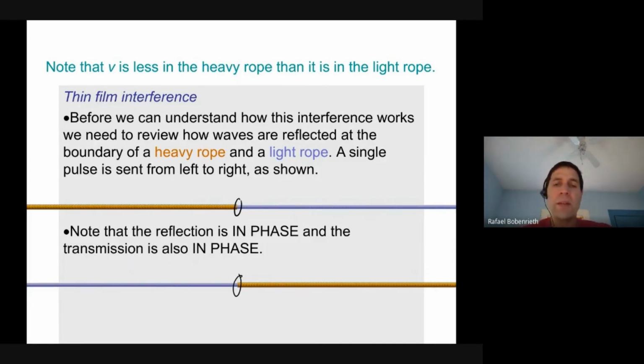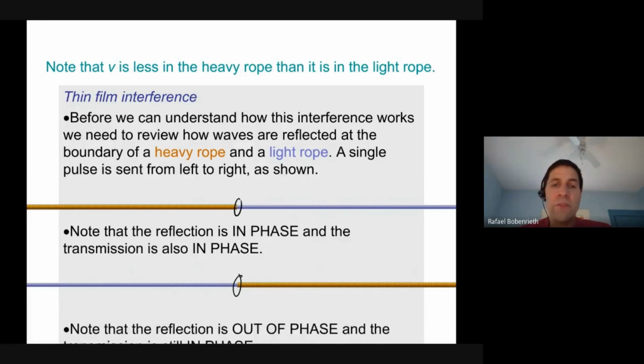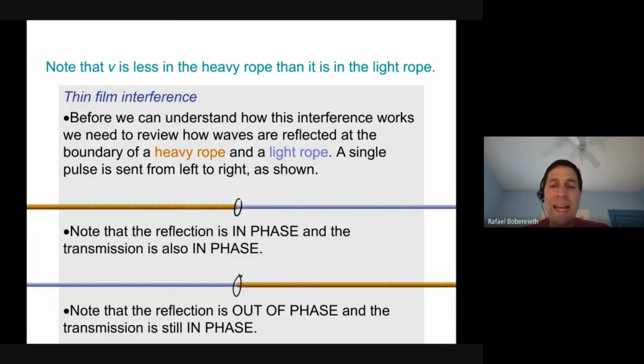So notice what happened here is the transmitted wave still is in phase. Crest came in, crest got transmitted through the heavier rope. But the reflected wave pulse is not a crest, it's a trough. So what we say is there's been a phase shift there. So the reflection is out of phase while the transmission is still in phase. Okay, keep that in mind. And notice this is a scenario where we're going from a faster medium. The wave is traveling faster in the lighter rope and slower in the heavier rope. Important to keep that in mind.